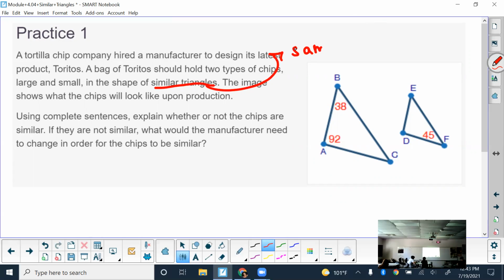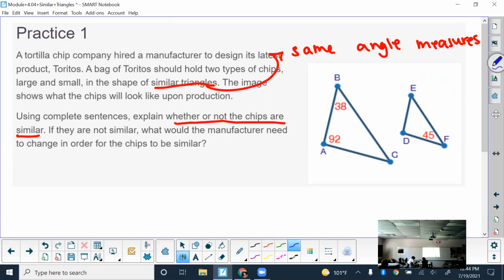Angle measures are the same. Their side lengths will be different, but that's a given in this drawing. So, if these are my images, you are going to be explaining whether or not the chips are similar. And instead of giving you time to do that on your own paper, we'll do it together. And then if they are not similar, what would the manufacturer need to change in order for the chips to be similar?